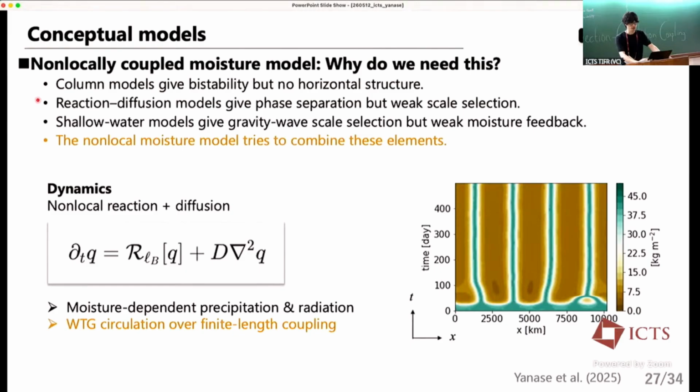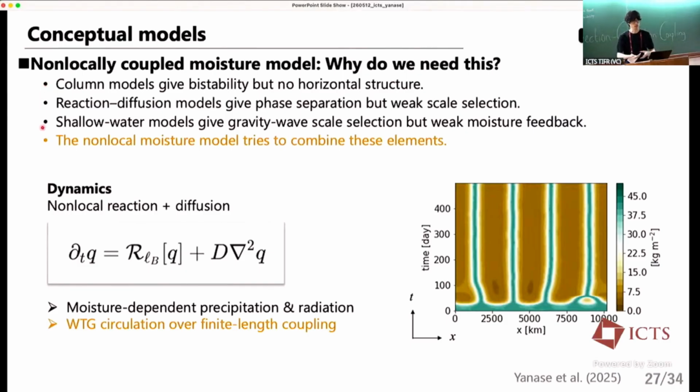I showed three classes of conceptual model, but why do we need some other model? The column model gives bistability, so it can produce the difference between moist equilibrium and dry equilibrium, but there's no horizontal structure. The reaction diffusion model can reproduce the horizontal distribution as well as the phase separation between dry and moist regions, but there is no scale selection mechanism for mature multiple clusters coexistence. And the shallow water model gives gravity wave scale selection, and it can reproduce the coexistence of multiple clusters, but there is no moisture feedback.